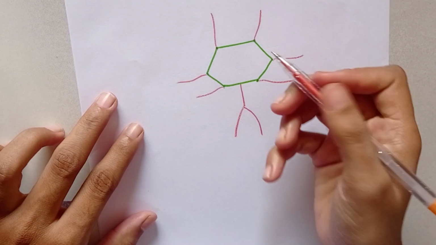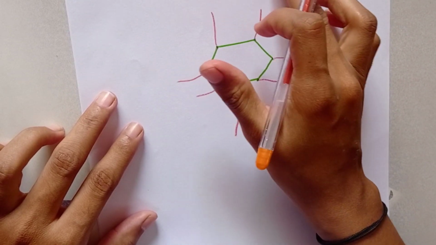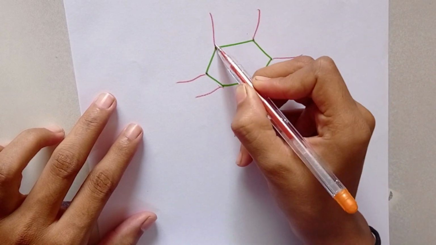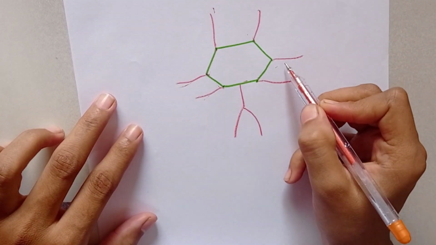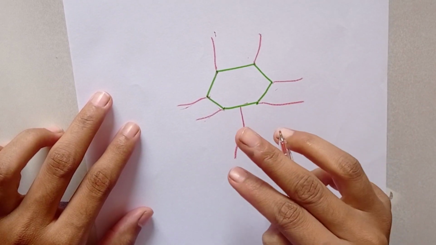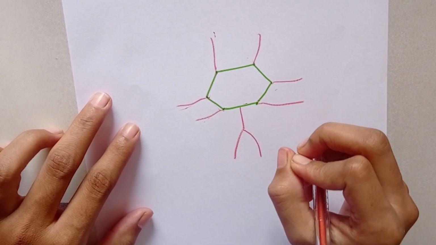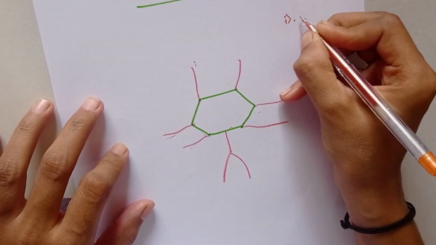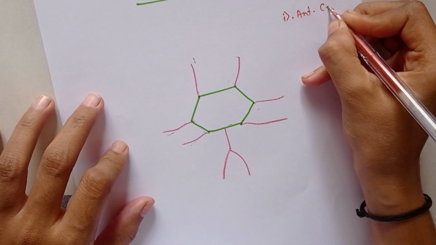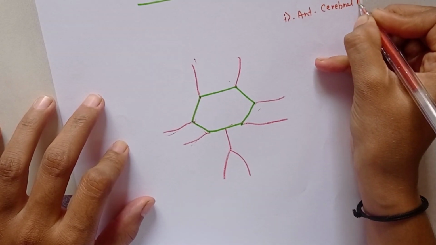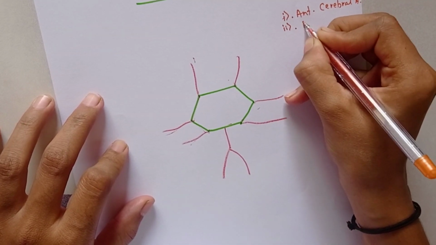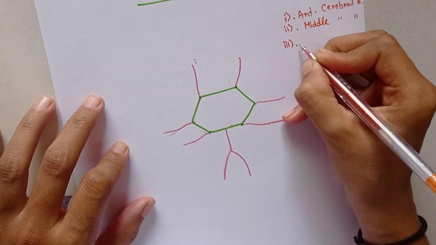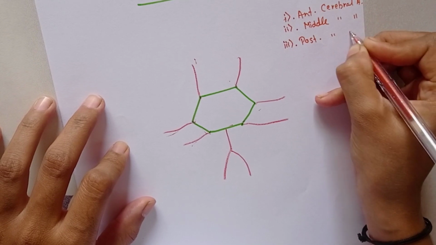posterior side. Now here, to draw the circle of Willis, we first have to draw the hexagon, and then at each end there will be one branch. Here three main arteries supply and form the circle of Willis. The first one will be the anterior cerebral artery, second one will be the middle cerebral artery, and third one will be the posterior cerebral artery.